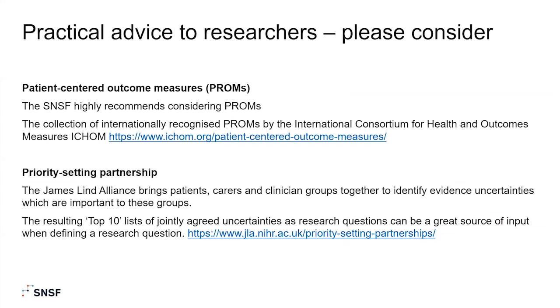Last but not least, as already mentioned before, the SNSF highly recommends considering patient-centered outcome measures. We linked a website here. And also on top of that, the James Lind Alliance brings patients, carers, and clinician groups together to identify evidence uncertainties which are important to these groups, to define priority setting partnerships. And this results in top 10 lists for different diseases, for example, where these groups jointly agreed on uncertainties, which might be a helpful source for input in defining your research questions. So I also warmly recommend to have a look at the website here.